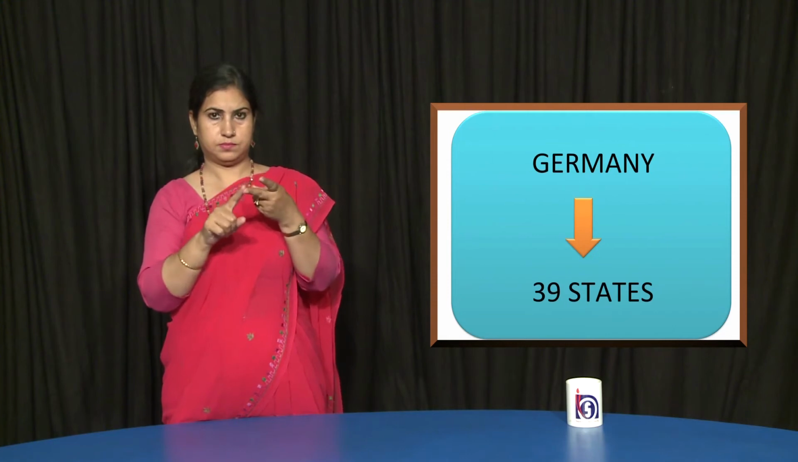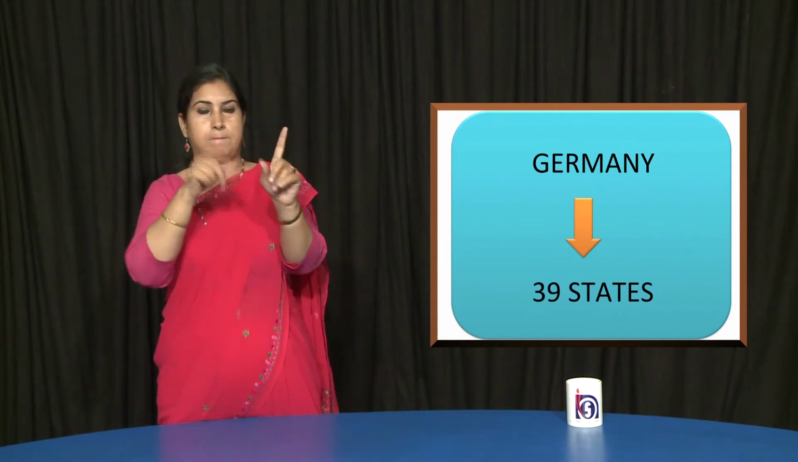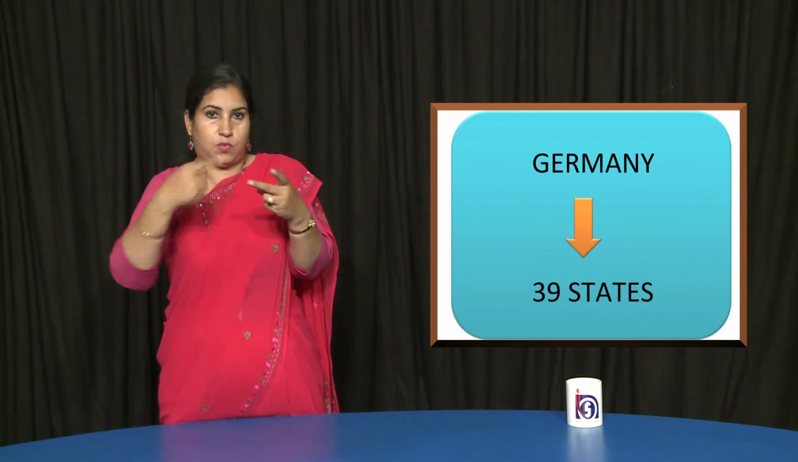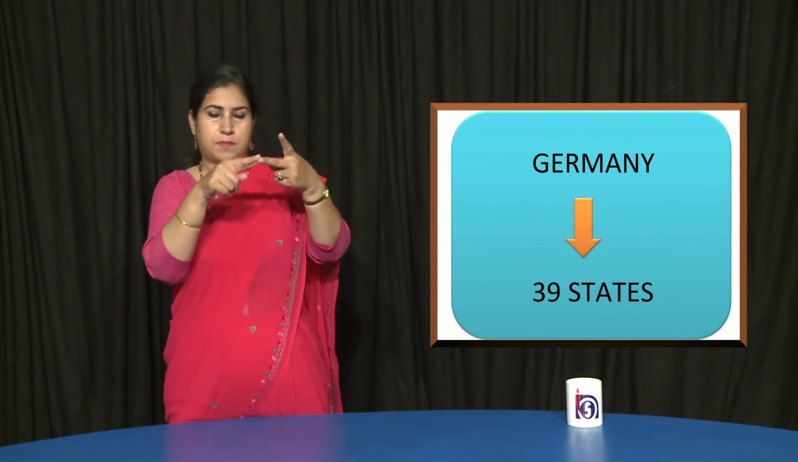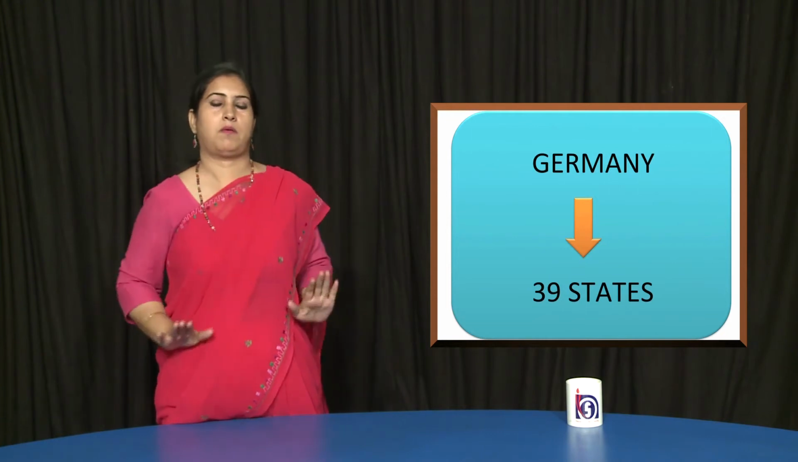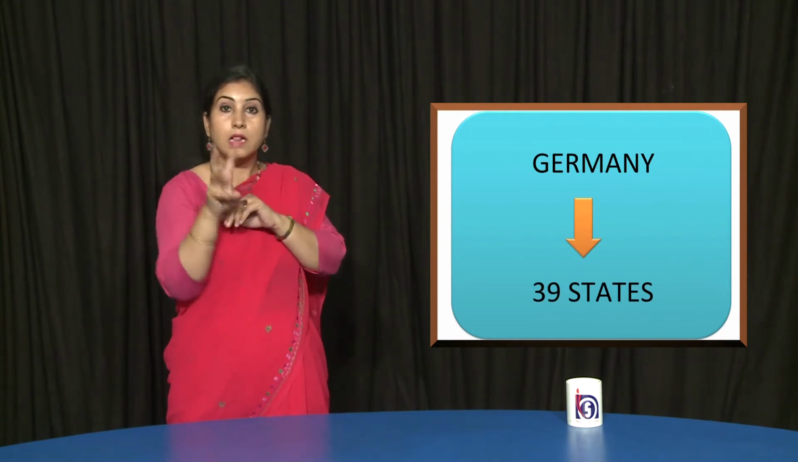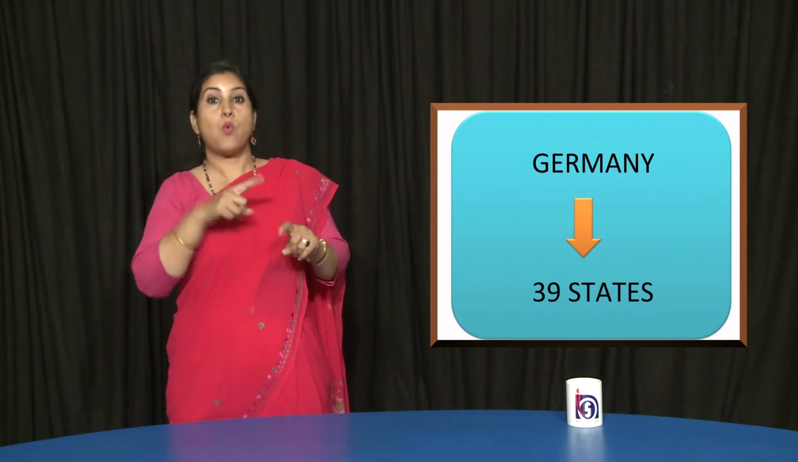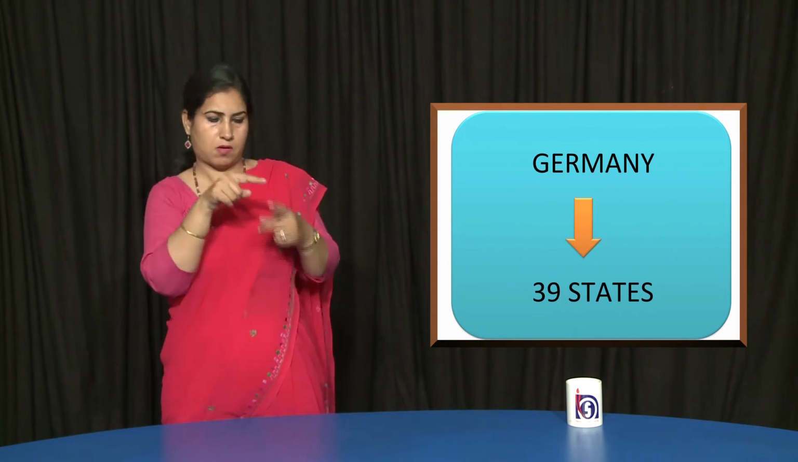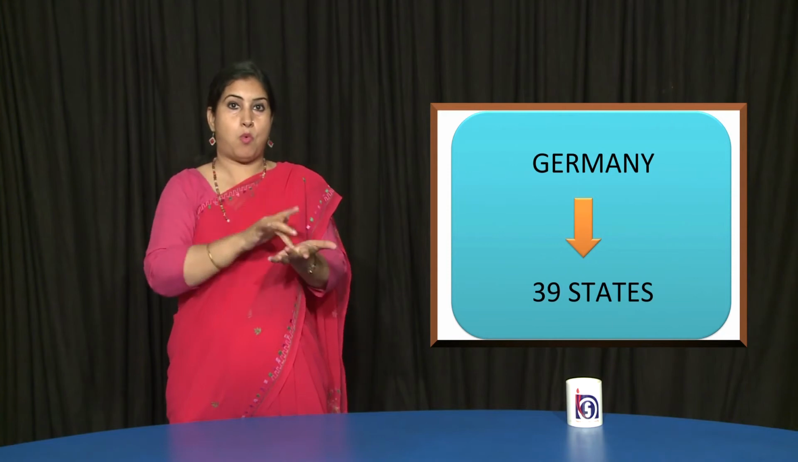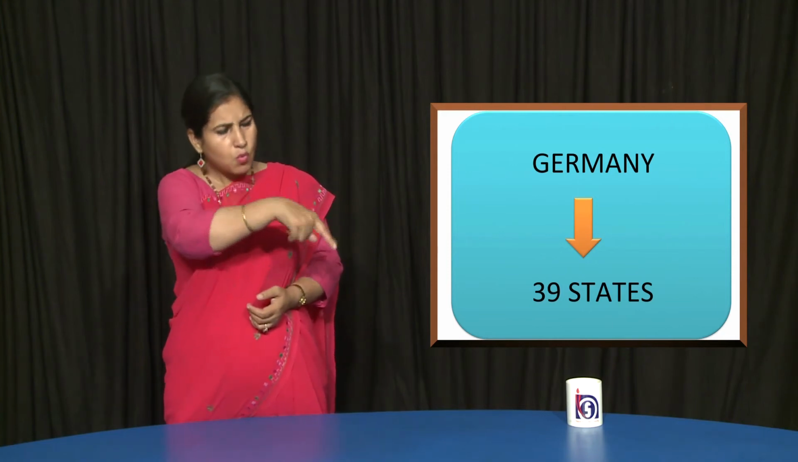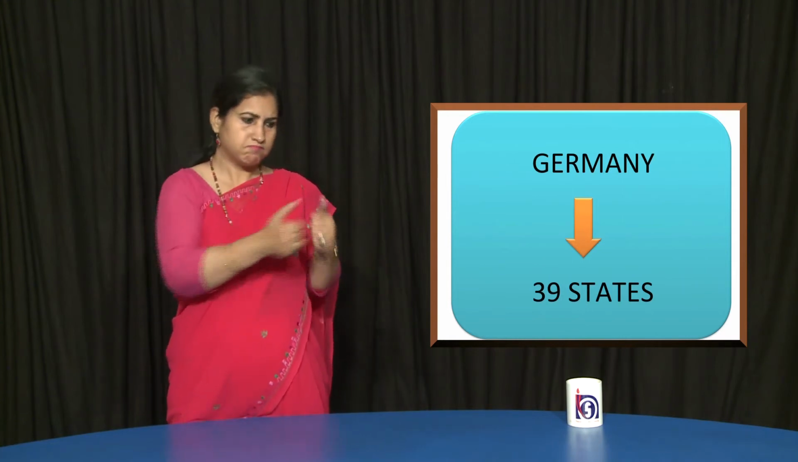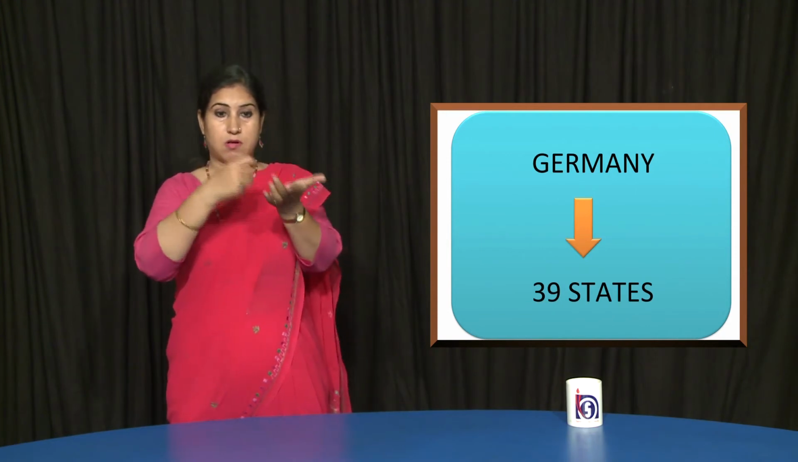Let us now discuss the unification of another European country. This European country we are going to discuss is Germany. Just like Italy, Germany was also divided into many states. There were 39 small states in Germany. These states were led by Austria and Prussia, which were the two most powerful kingdoms among all German states. These states kept fighting among themselves, as a result of which Germany could not become a strong country.